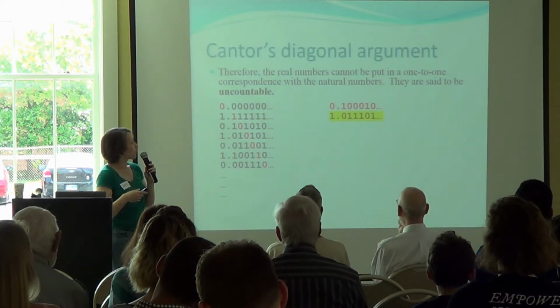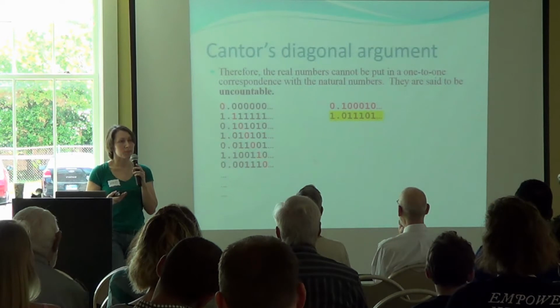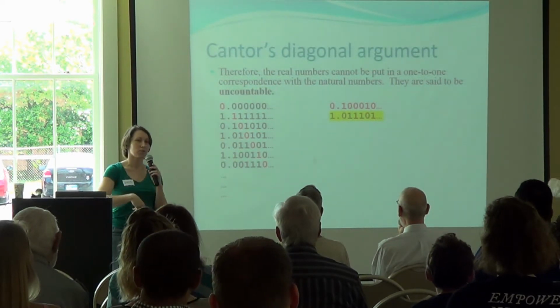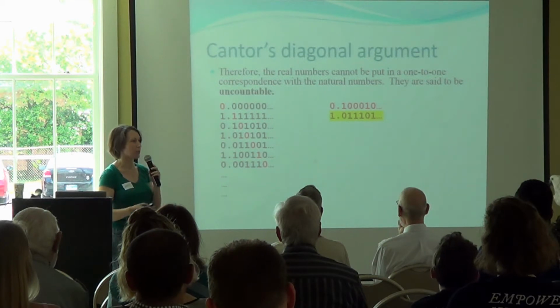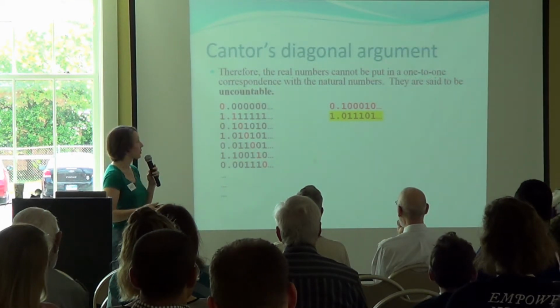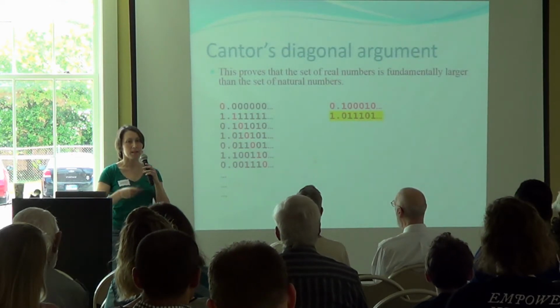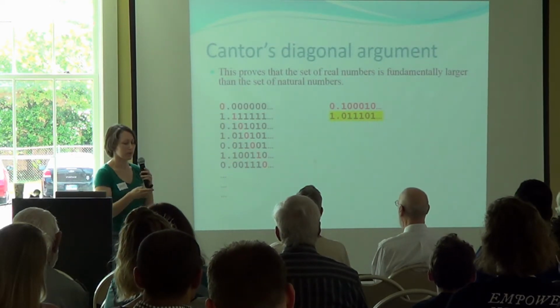So this proves that the real numbers cannot actually be put into a one-to-one correspondence with the natural numbers. They are said to be uncountable. We can't count them with our counting numbers. So they're a bigger size of infinity. They're fundamentally bigger than our natural numbers.